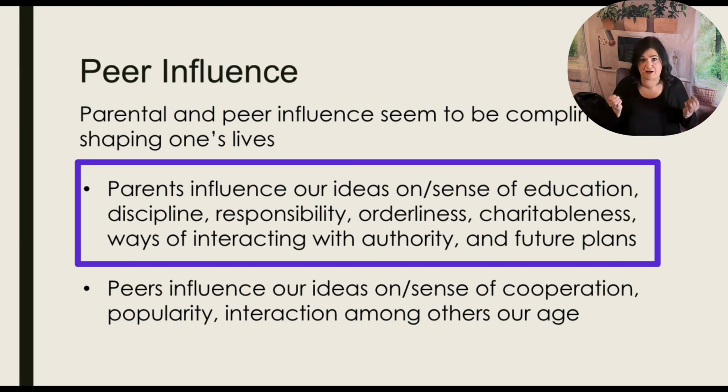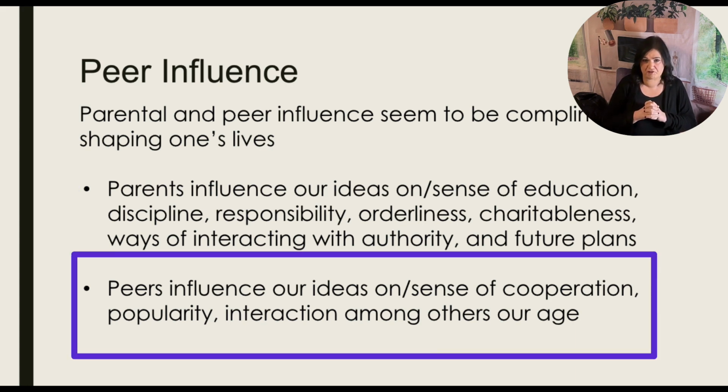Parents influence our ideas, our educational choices, discipline us, give us a lot or very little responsibility. So that's how much they have to discipline us to do, like work, or how many chores we do, what is our work ethic like, how committed are we to finishing or achieving our goals, are we tidy, are we orderly or not, are we messy, charitable, loyal to others, and how we interact with authority. Are we followers? Are we going to do what the law says, or are we going to be little rebels going up against authority? What kind of teenager do you think I was? How about planning our futures? Whereas peers influence our ideas on senses of cooperation and popularity, interaction with others, they all kind of complement each other.